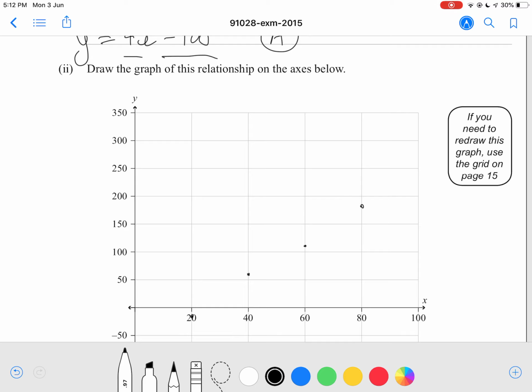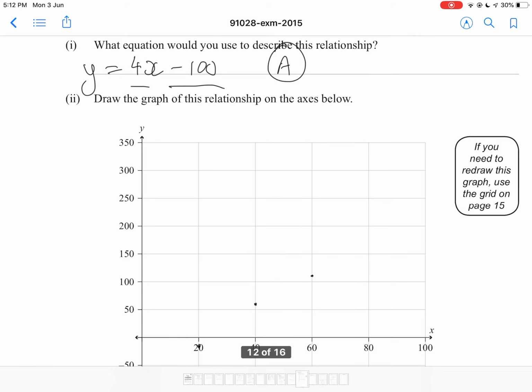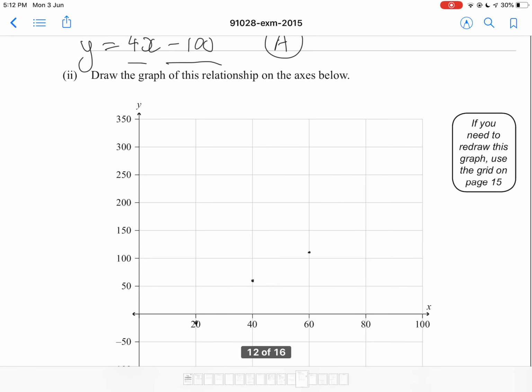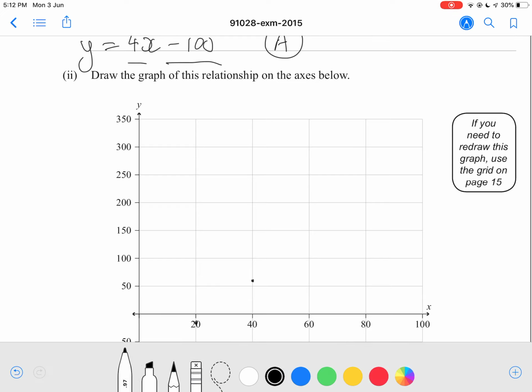And it's going to be, no, it's not going to be 180. Wait, no, it's going to be 220. Oh wait, sorry, guys. 60, yep, 60, 240. 240 minus 100, sorry, this should be 140. This should be somewhere here. And 80 times 4 is 320, minus 100 is 220, and 100 times 4 is 400, so 300 here. So that should be our relationship.